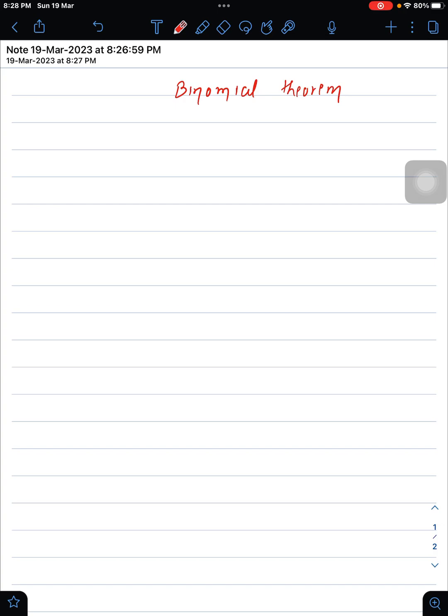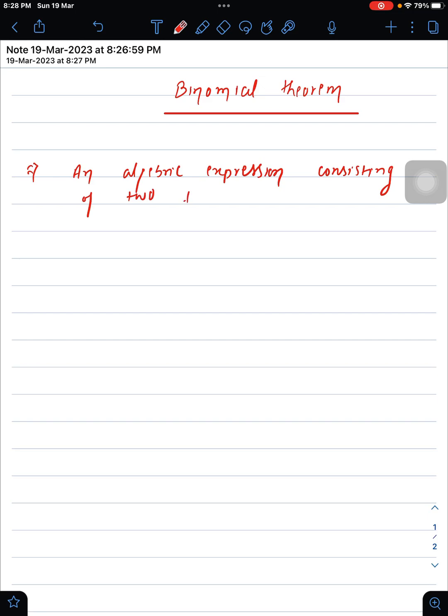So let us start the topic. What is the name of the topic? Binomial theorem. Now let me define it. First, the definition: an algebraic expression consisting of two terms with a positive or negative sign between them is called a binomial expression.